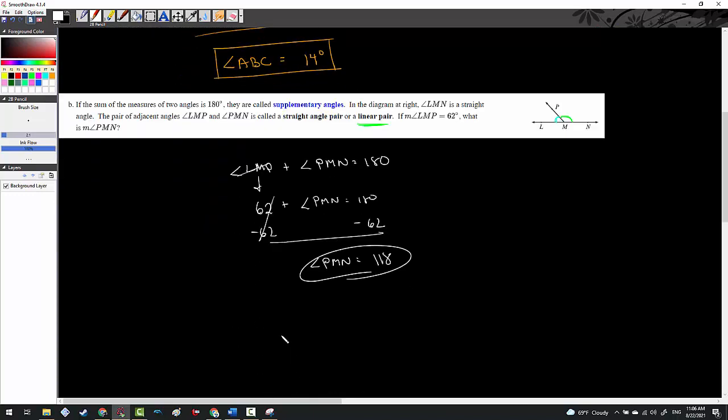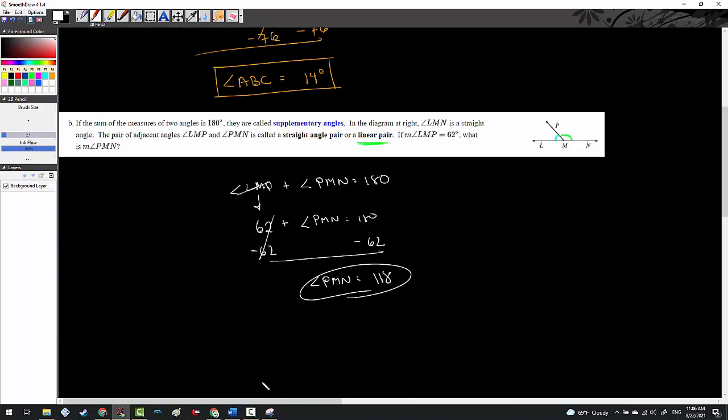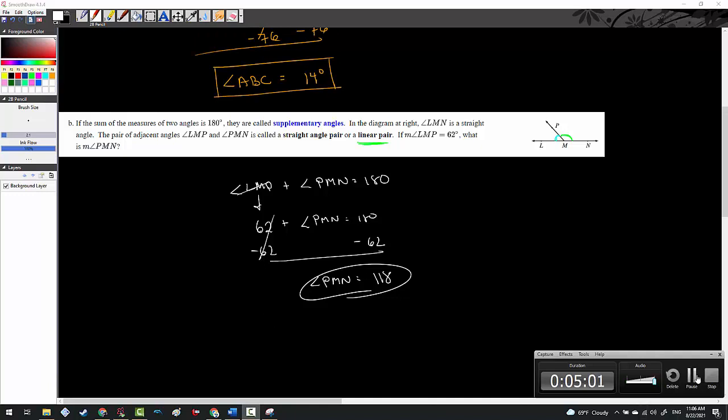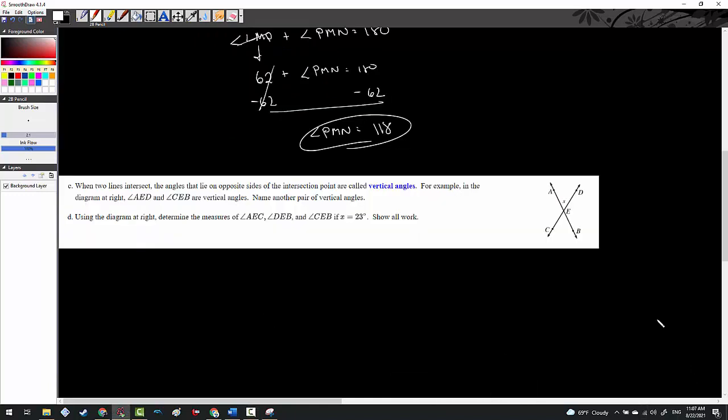So we're going to apply this into a different kind of problem. So give me a second, I'll cut and paste that one in. Alright, so it says, when two lines intersect, the angles that lie on opposite sides of the intersection point are called vertical angles. For example, in this diagram, angles AED and CEB are vertical angles. Let's go and label those out real quick.